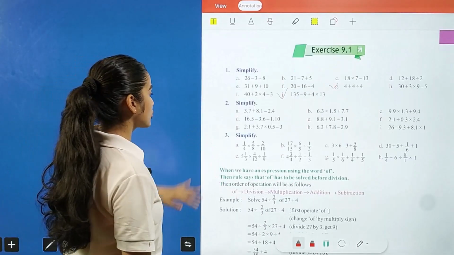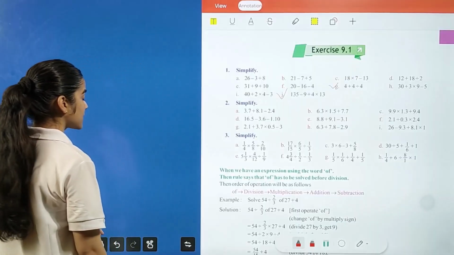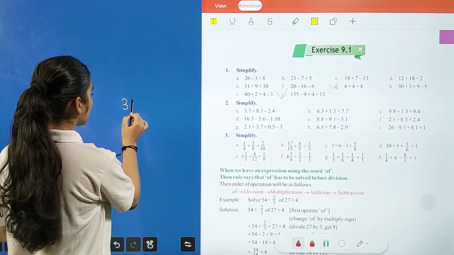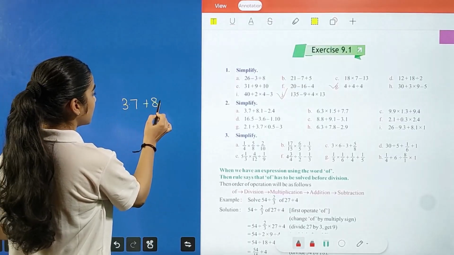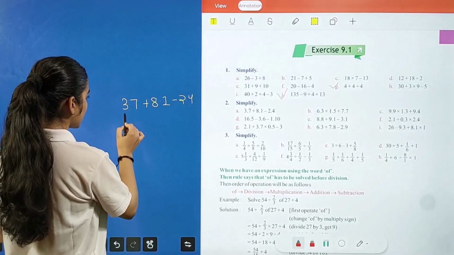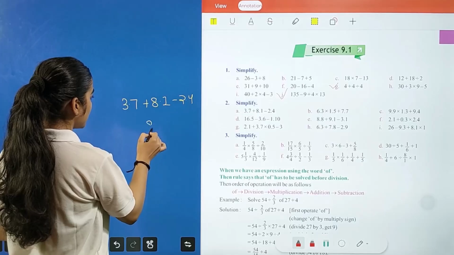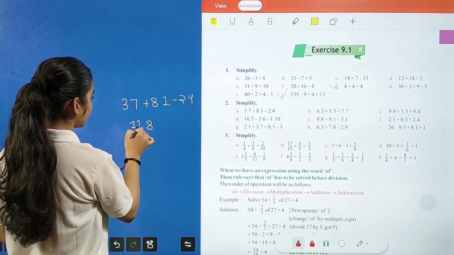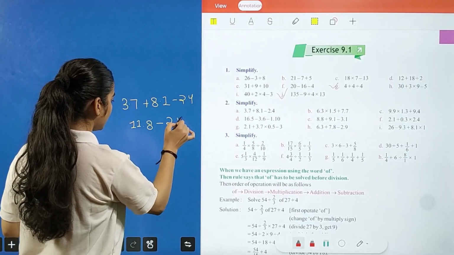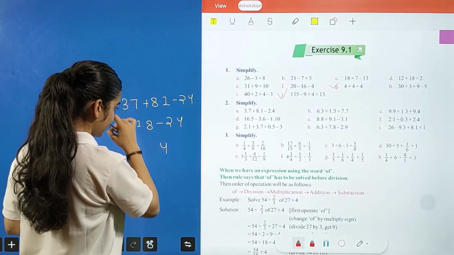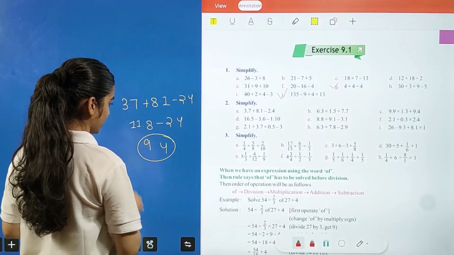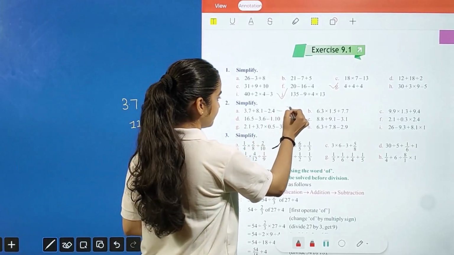Now we move forward to question number 2. Simplify 3.7 plus 8.1 minus 2.4. So the same process we have here, which we did in question number 1. First we have to take addition. So 3.7 plus 8.1 is 11.8. Okay. Now we have to minus 2.4. So 9.4 is your answer.